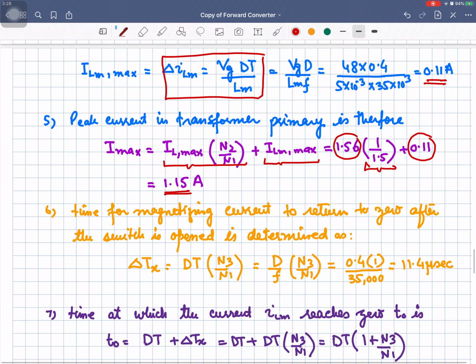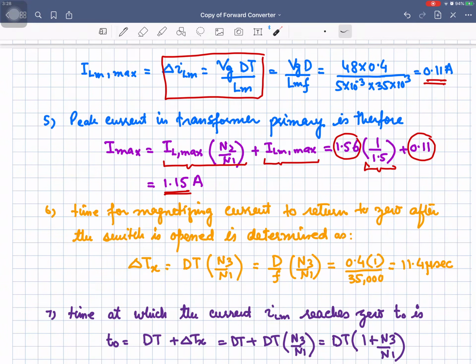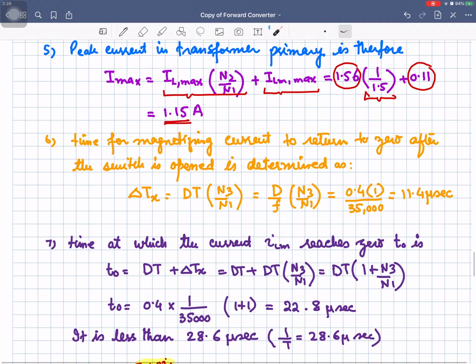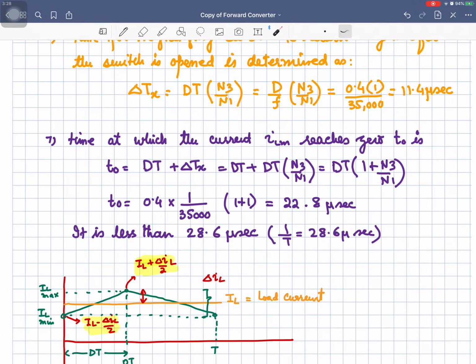Now as we discussed in the last video, the time for the magnetizing current to return to 0 after the switch is opened is determined with the help of this equation. So 11.4 microseconds are required if you use the values from this example. The time at which the current ILM reaches 0 will be calculated by this equation, T naught is equal to dT plus delta Tx.